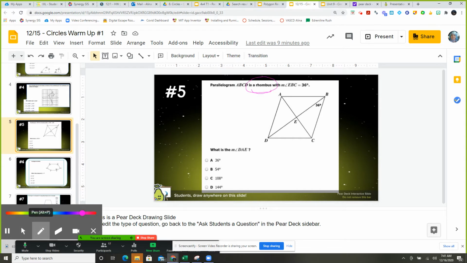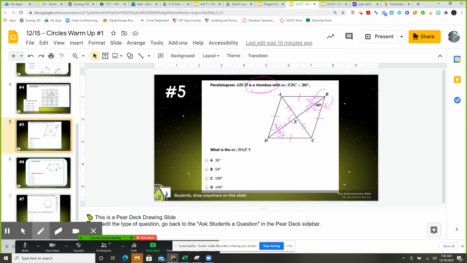What do we know about a rhombus? They have all 4 sides that are exactly the same. The diagonals bisect each other, and they're perpendicular. And these angles are also bisected. So if this guy is 36, then that also has to be 36, which means I can do the alternate interior angles, and this is 36, and this is 36.